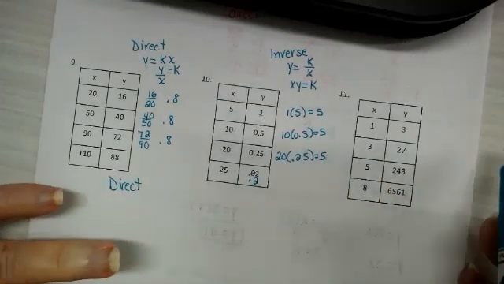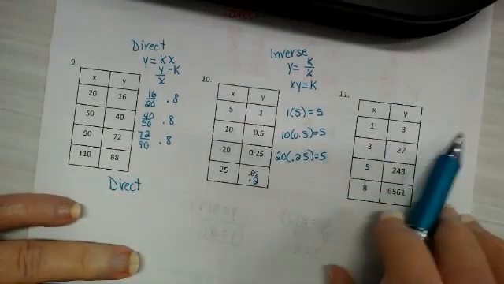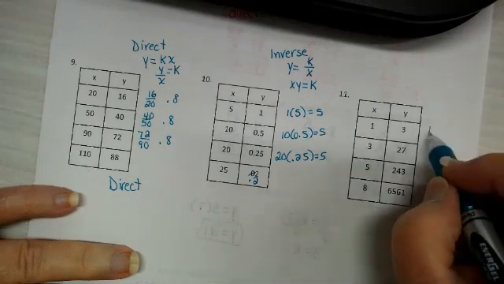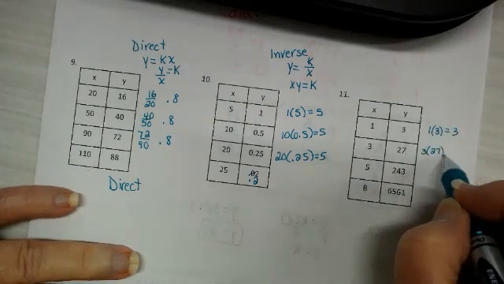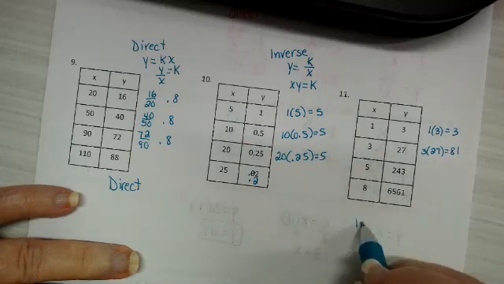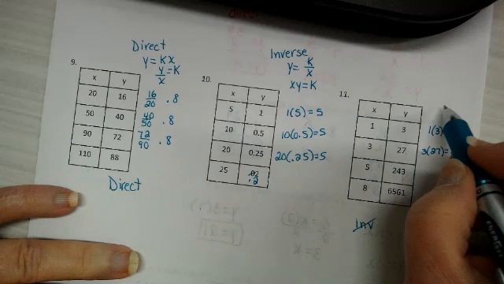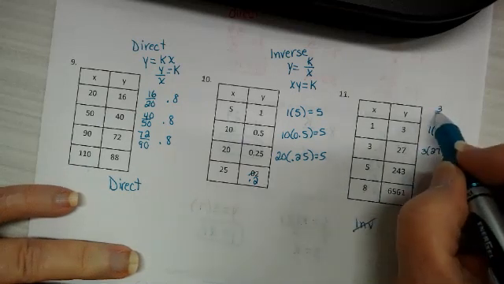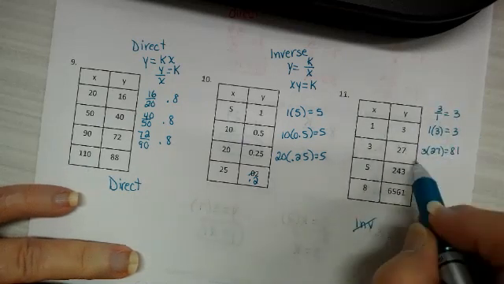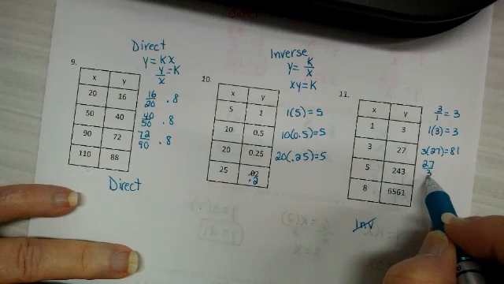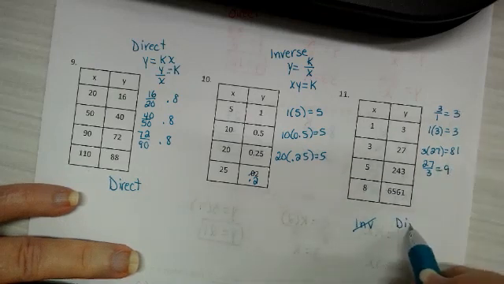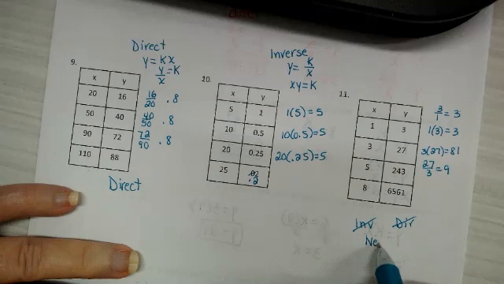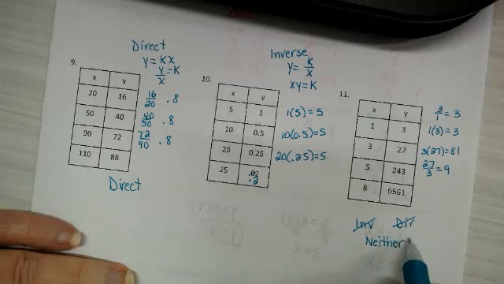Now let's check this one. If I multiply these, I can do this in my head. 1 times 3 is 3. 3 times 27 is 81. All right, so I know right away it is not inverse. Let's try division. So this would be 3 divided by 1. And this one would be 27 divided by 3. I don't get the same number there. So it is not direct variation, which leaves us with neither.